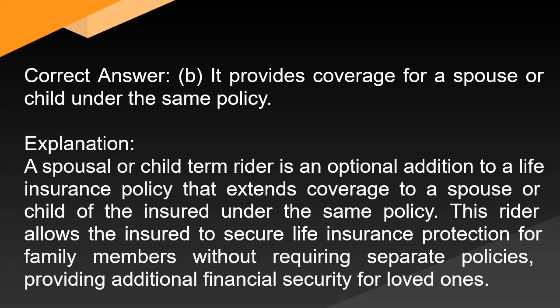Explanation. A spousal or child term rider is an optional addition to a life insurance policy that extends coverage to a spouse or child of the insured under the same policy. This rider allows the insured to secure life insurance protection for family members without requiring separate policies, providing additional financial security for loved ones.